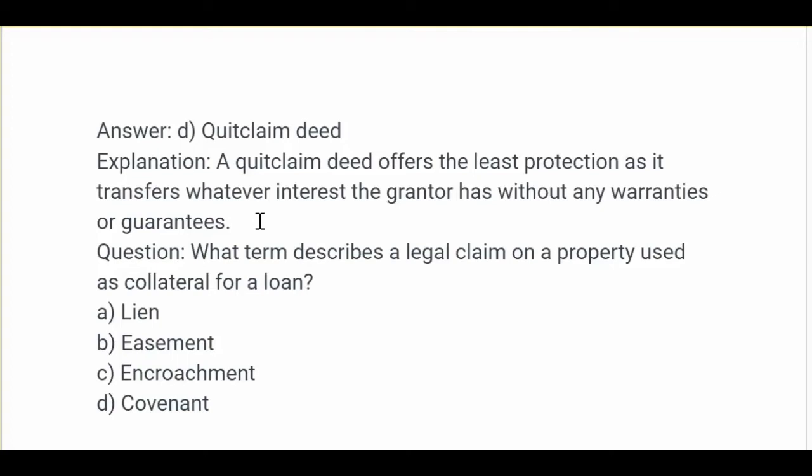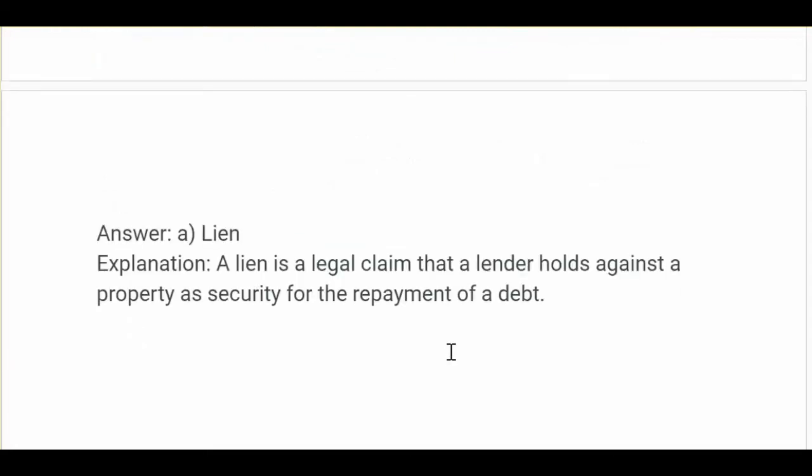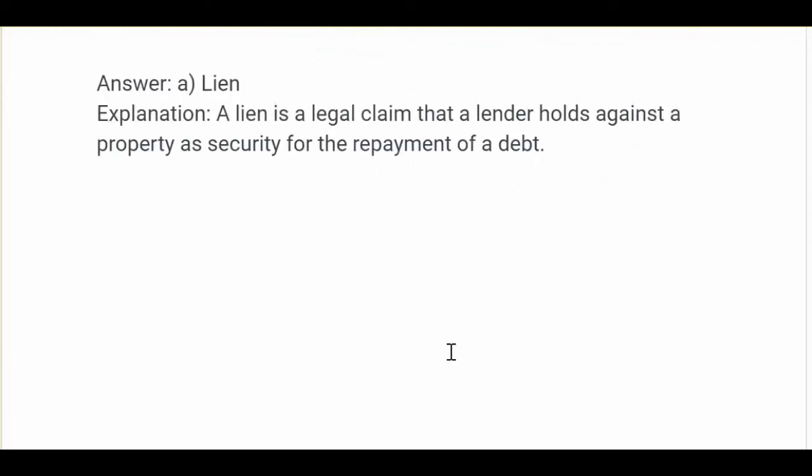Question: what term describes a legal claim on a property used as collateral for a loan? A, lien. B, easement. C, encroachment. D, covenant. A, lien. A lien is a legal claim that a lender holds against a property as security for the repayment of a debt.